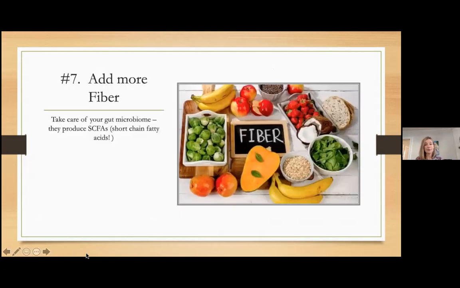Add more fiber. Fiber helps prevent absorbing cholesterol, but it also feeds our gut microbiome, right? And helps produce something called short chain fatty acids that are produced by the bacteria in your gut. And these short chain fatty acids are also something that's really helpful for decreasing inflammation, decreasing cardiovascular disease. So having a healthy gut microbiome actually is really good for our heart.